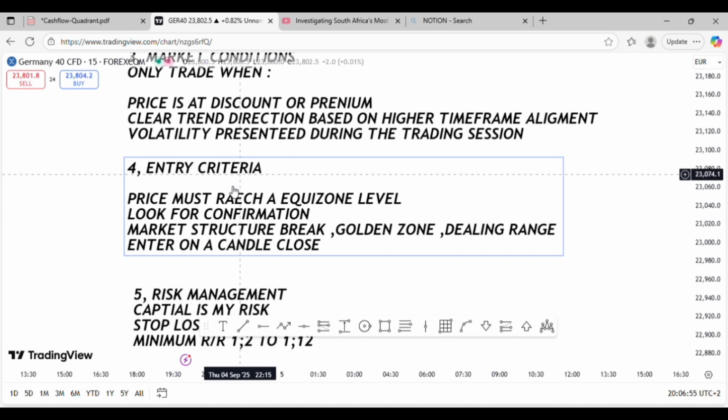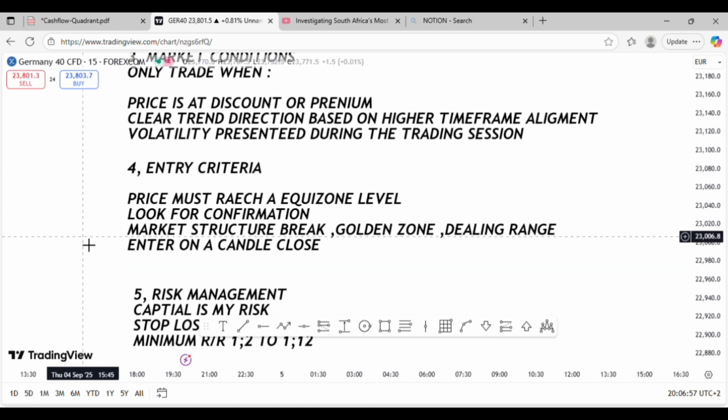And then number four, we have what we call our entry criteria. Entry criteria in this instance, for me, is my golden zone, my dealing range, my times, my entry types, my market structure. In this case, we are seeing that price must reach an equizone level. What is an equizone level? An equizone level is simply the equilibrium point.